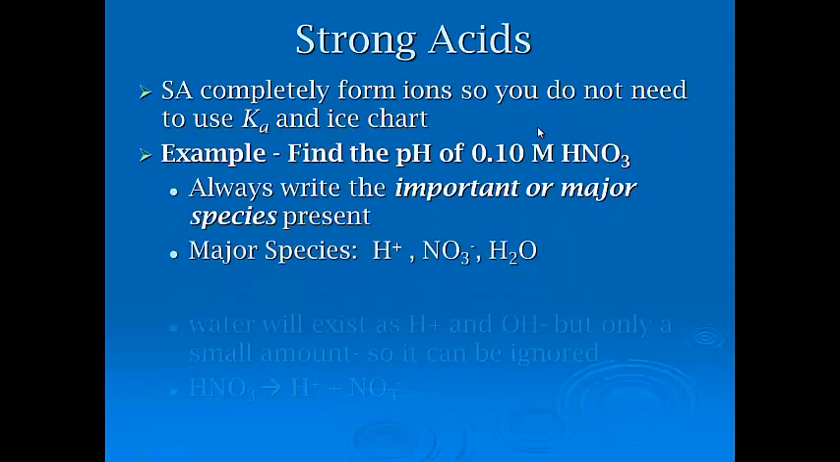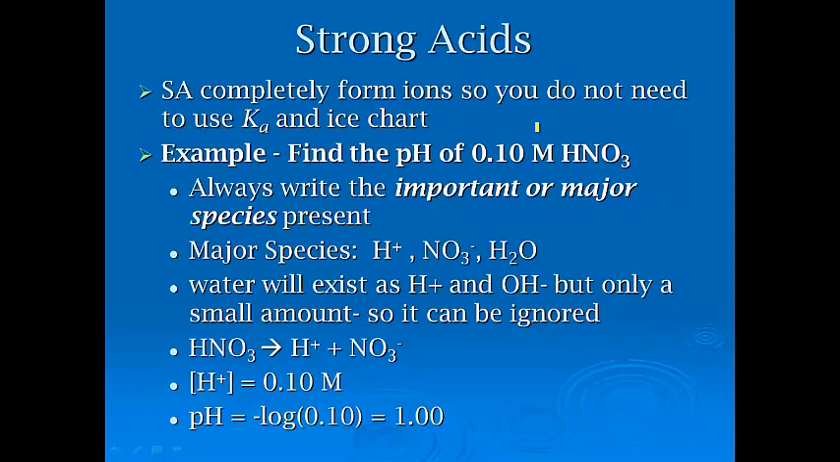Now, for a strong acid, okay, and again, you're going to have to double check on these slides because there's a mix of things you have to write down and things that I already gave for you. But strong acids completely form ions, so you don't use the Ka value or an ice chart. Okay, you solve them exactly like we did last section. So to find the pH of a 0.1 molar nitric acid solution, it's a strong acid. Now you'll see this: always write out the important or major species.